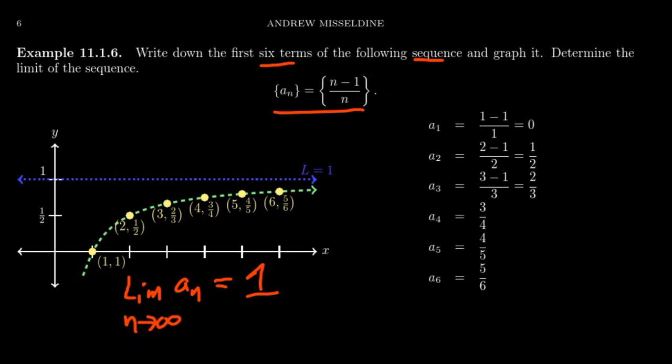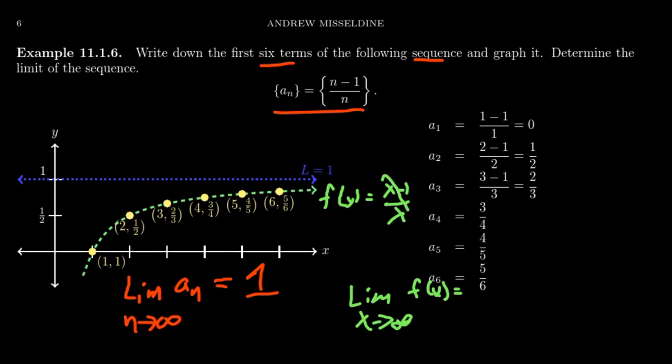We could expand this to the function f of x equals x minus 1 over x. And yes, if you take the limit here as x approaches infinity of f of x, because this is a balanced rational function, this is going to look like you have infinity over infinity, but in particular, it's balanced. You have x over x. This thing is going to approach 1.